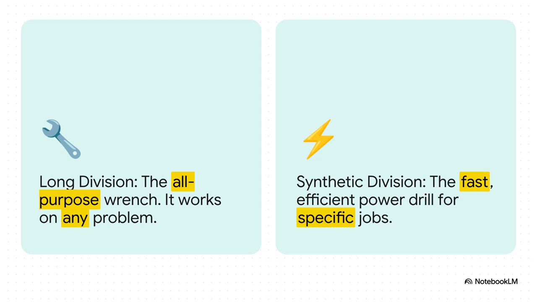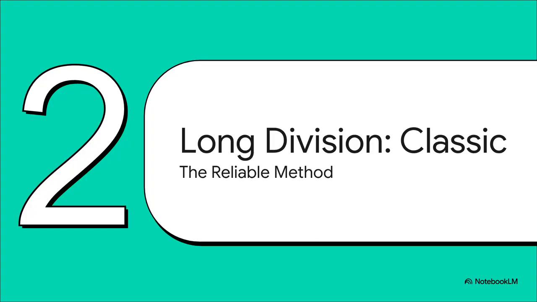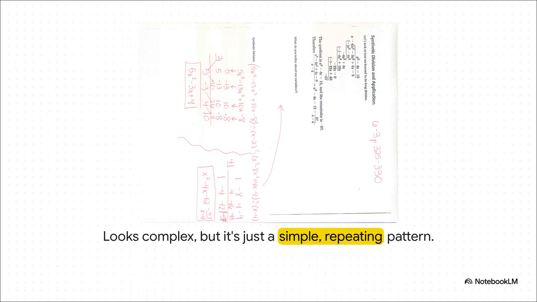Then you've got synthetic division. This is your power drill. It's super fast, super efficient, but it only works on specific kinds of screws. You gotta know when to grab it. So let's start with that all-purpose wrench, long division. This is the classic method, the one that will never fail you, no matter what kind of polynomial you're trying to divide.